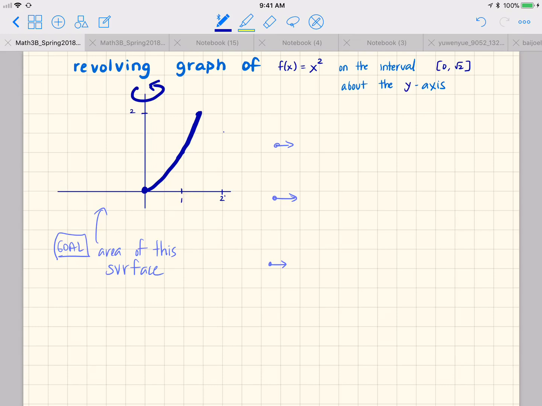So this time we're revolving the graph of y equals x squared on the interval 0 to square root of 2. So let's start writing down some of this information. We've been given y equals f of x, so f of x is equal to x squared. And we are told on the interval 0 to root 2, so that means x is in between 0 and root 2. And we're supposed to revolve it about the y-axis.